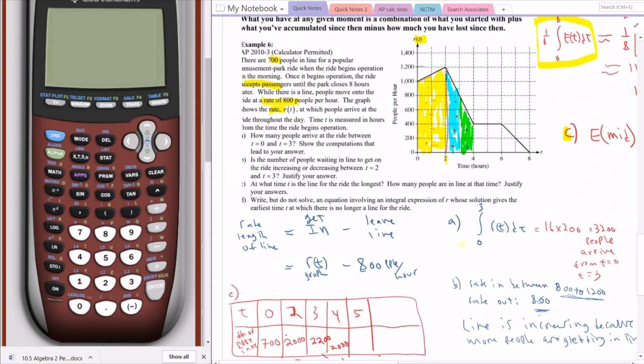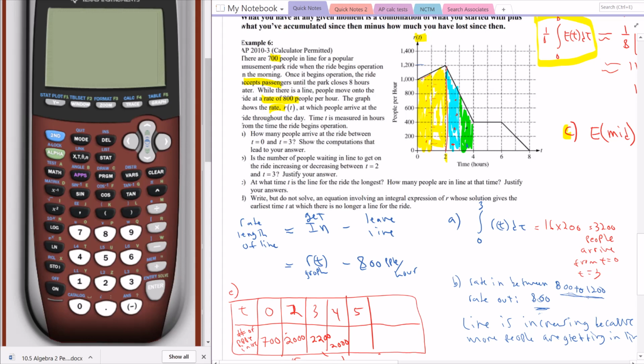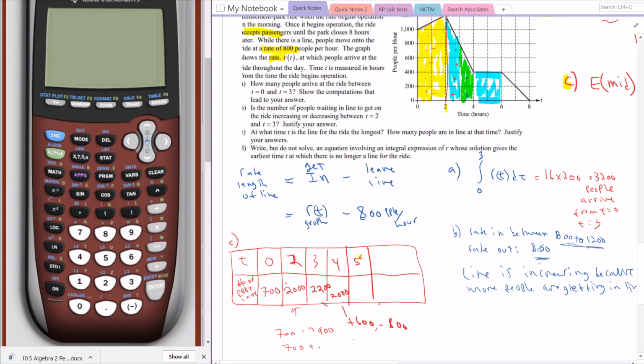How about time 5? Now look, from time 5 to 6, we're going to add the same amount, right? So we're going to add 1, 2, 3, 4 boxes. So we're going to go up to 6 on this one. We added 4 boxes, which is 800. We also subtracted 800 times 2 hours because we did a 2 hour interval there. So actually we lost 800 people from our line, so we're down to 1,200 now.